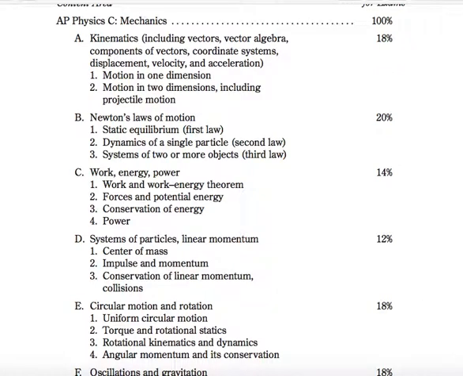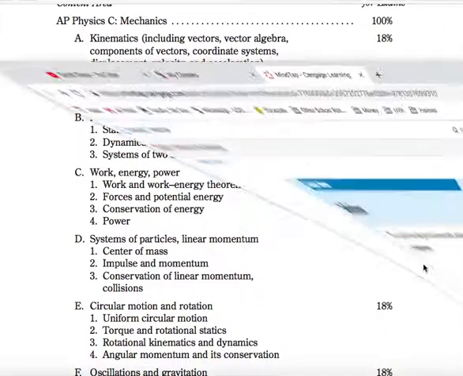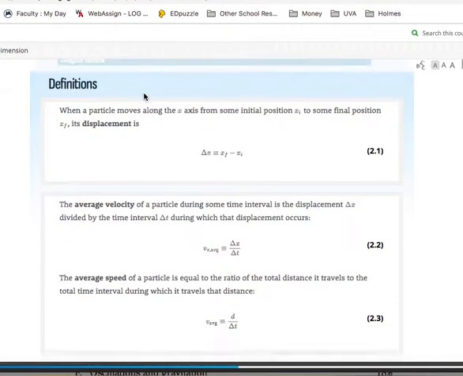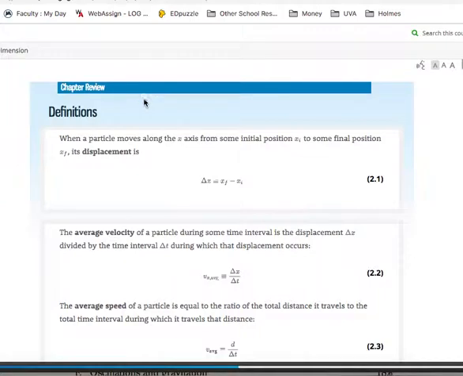Okay, so this is the first recording for APC, and I'm going to go through all the topics related to mechanics. And this first recording is going to cover all of this kinematics stuff. We're going to go through motion in one dimension, motion in two dimensions, including projectile motion. That will also include vectors. And I'm basically just going to use your book chapter reviews to hit the major points.